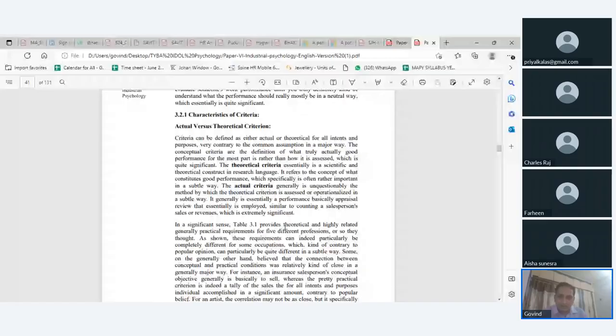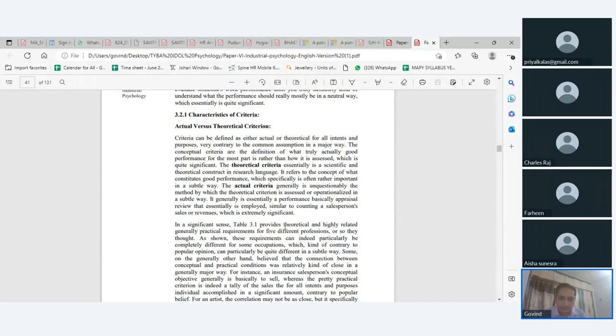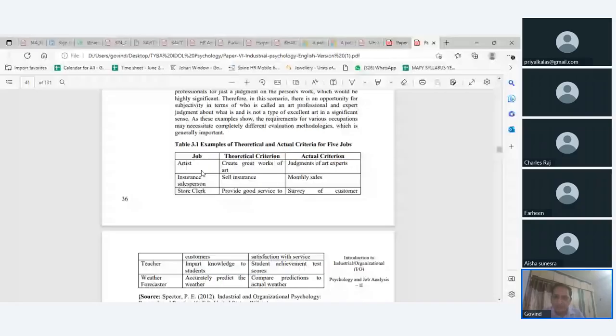Criteria can be of two types. One is the actual, the second is the theoretical. The theoretical criterion is a very theoretically constructed thing. The actual criterion is more practical. Let us take an example here. A job of an artist can be a painter, a sculptor, anything. Theory doesn't really quantify the job. It says create great works of art, that is theoretical, not very clear. Actual criterion is the art expert. Somebody is a painter, so all famous painters will come, they will evaluate and they will give the rating. So that is the actual criterion.